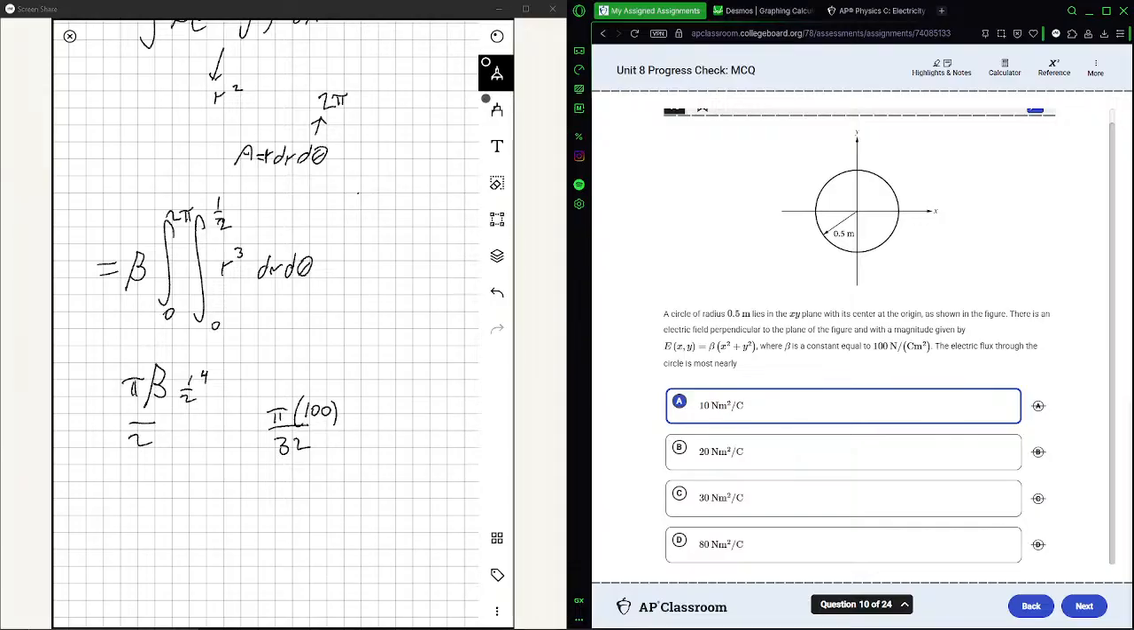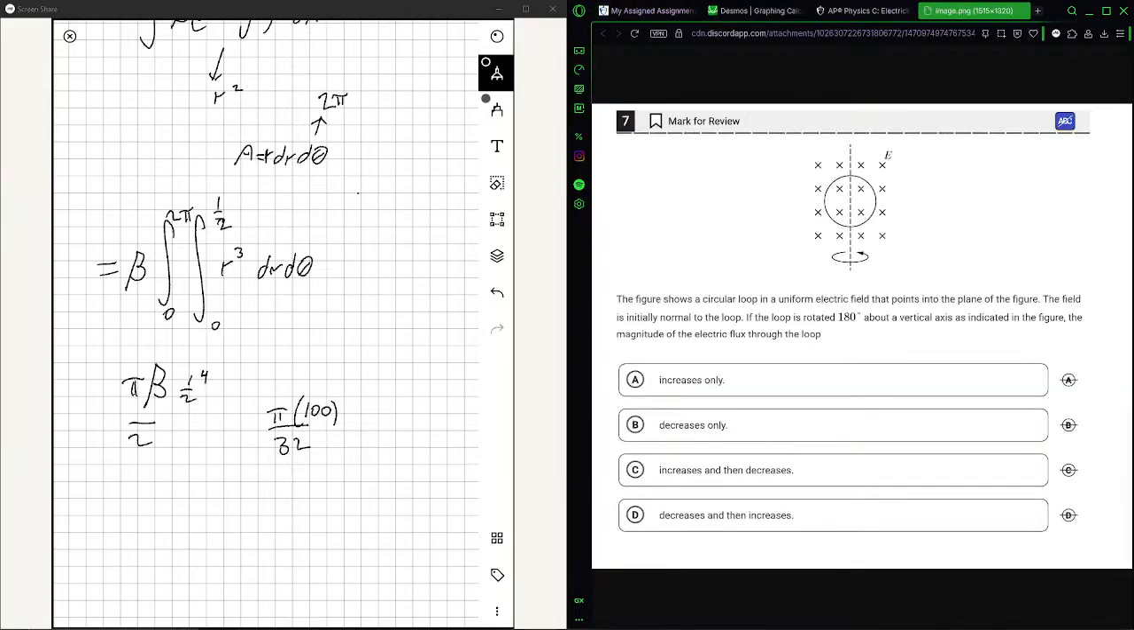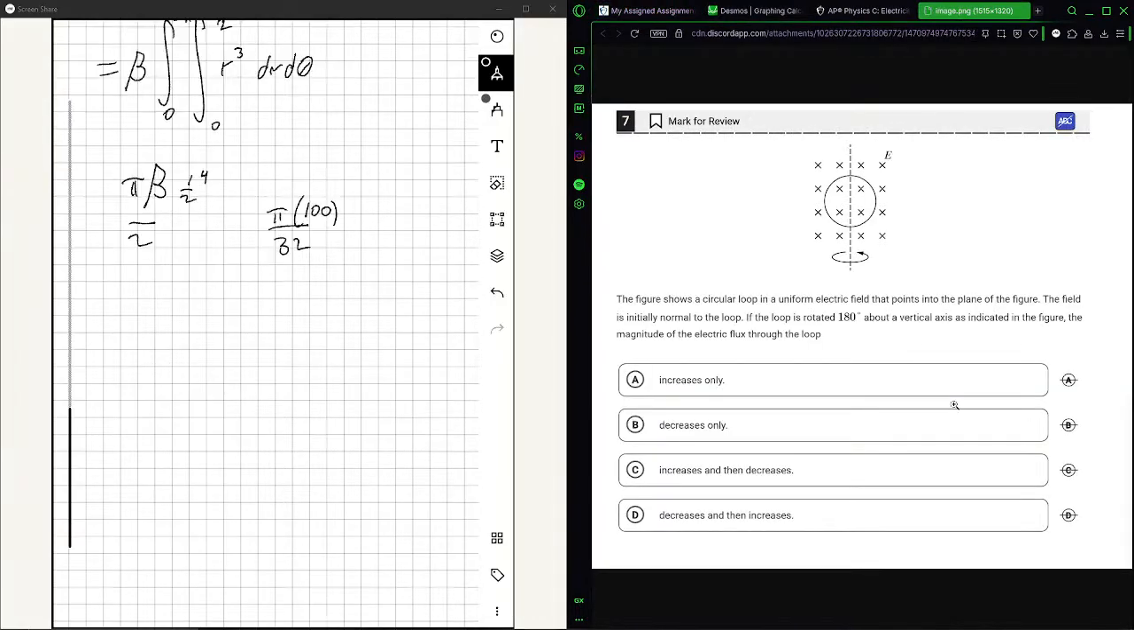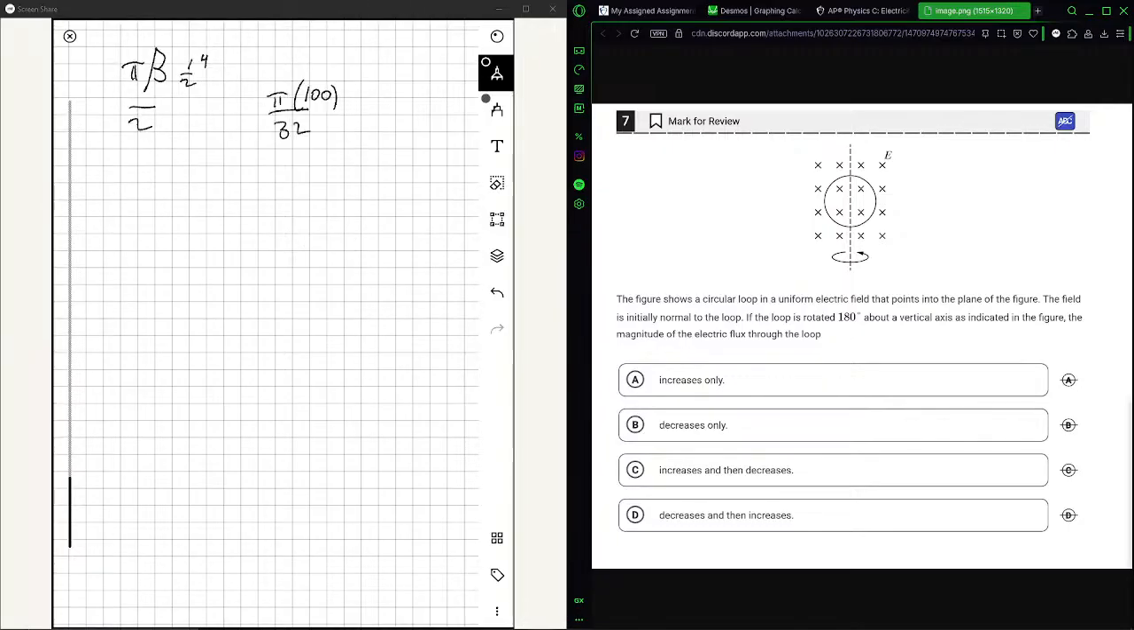Okay. Don't let anyone tell you otherwise. So it was requested that I do this question. A figure shows a circular loop. Here, the one on my screen. Let me check the timestamp. How do I see that? Okay.